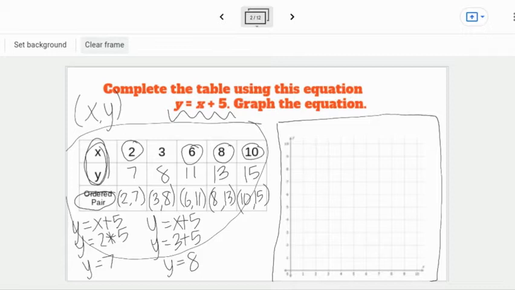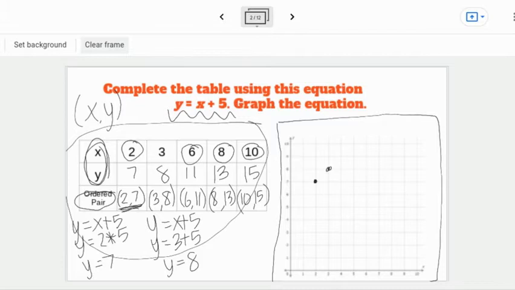So when we graph ordered pairs, we know the first one is the x, the second one is the y. So in this case, our x tells us in our 2, 7 right here to go over 2, up 7, and we're going to put a dot. The next one is over 3, up 8. We're going to put a dot.